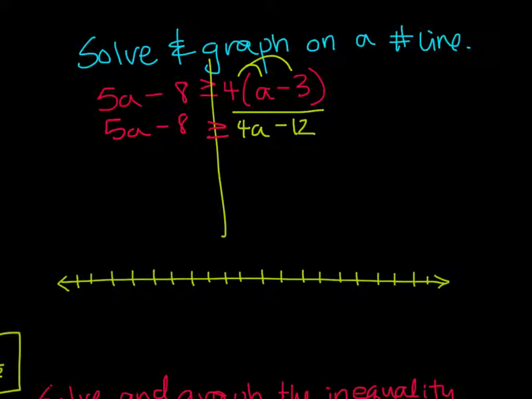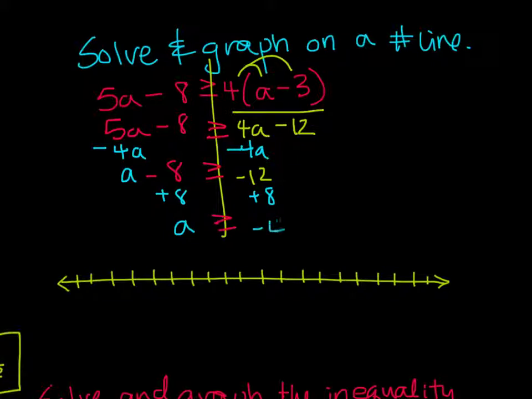That tells me I need to combine my like terms by moving things across the inequality. I see a 5a on one side and a 4a on the other. I am going to create a positive a. If I subtract 4a, that is easier than subtracting 5a, because then I'd have to divide by negative 1 and flip the inequality, and that's a mess. So we end up with a minus 8 is greater than or equal to negative 12. From there, I can add 8 to both sides. So a is greater than or equal to negative 4.